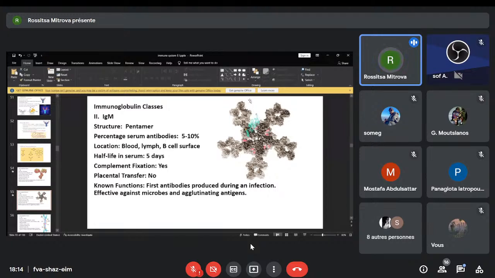IgM, pentamer structure. You see the percentage in the serum, much less. It is located in blood, lymph, B cell surface, half-life only 5 days, fixates complement, but there is no placenta transfer, and it is known as the first antibody that is produced during an infection. Effective against microbes and agglutinating antigens.